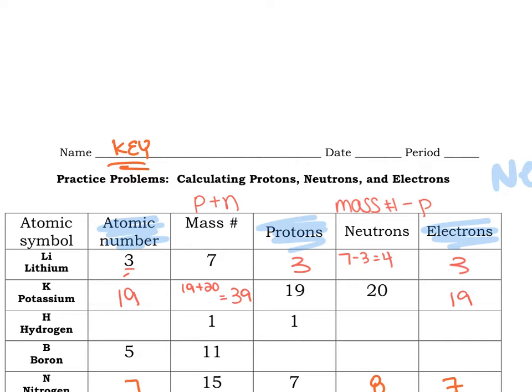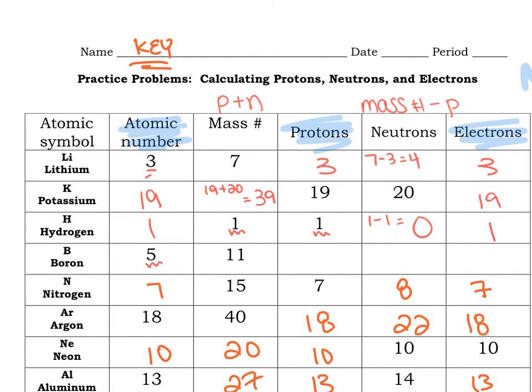For hydrogen, my mass number is 1. My number of protons is also 1. So since I have 1 proton, that means I have 1 electron, and my atomic number is also 1. To get neutrons, I'm going to take the mass of 1, subtract my number of protons, which is also 1, and I find out that this one has 0 neutrons.